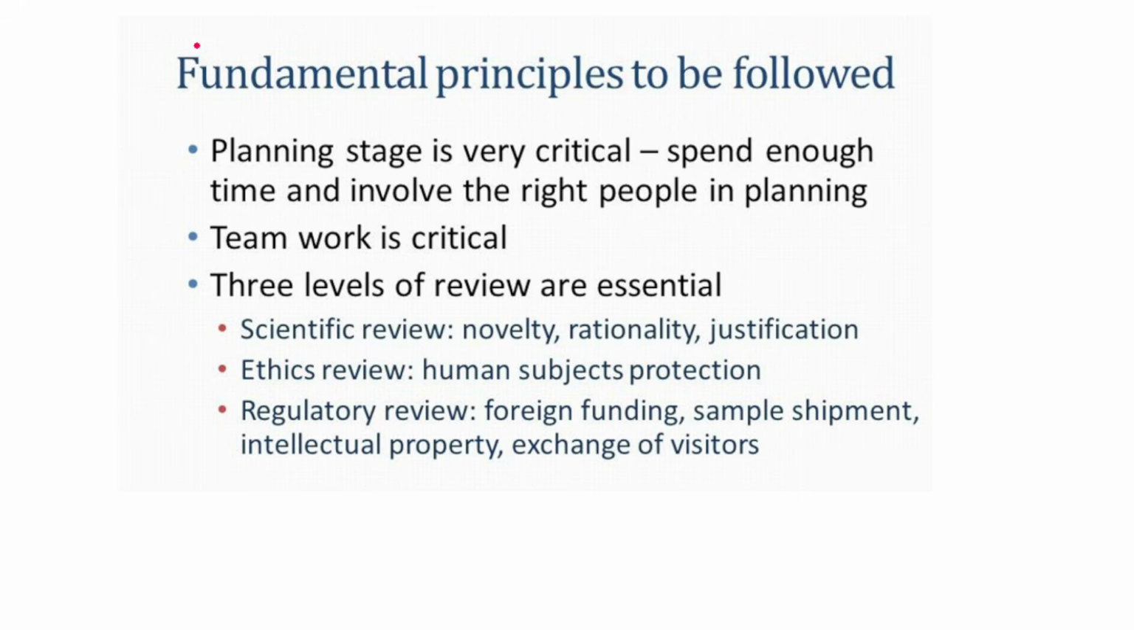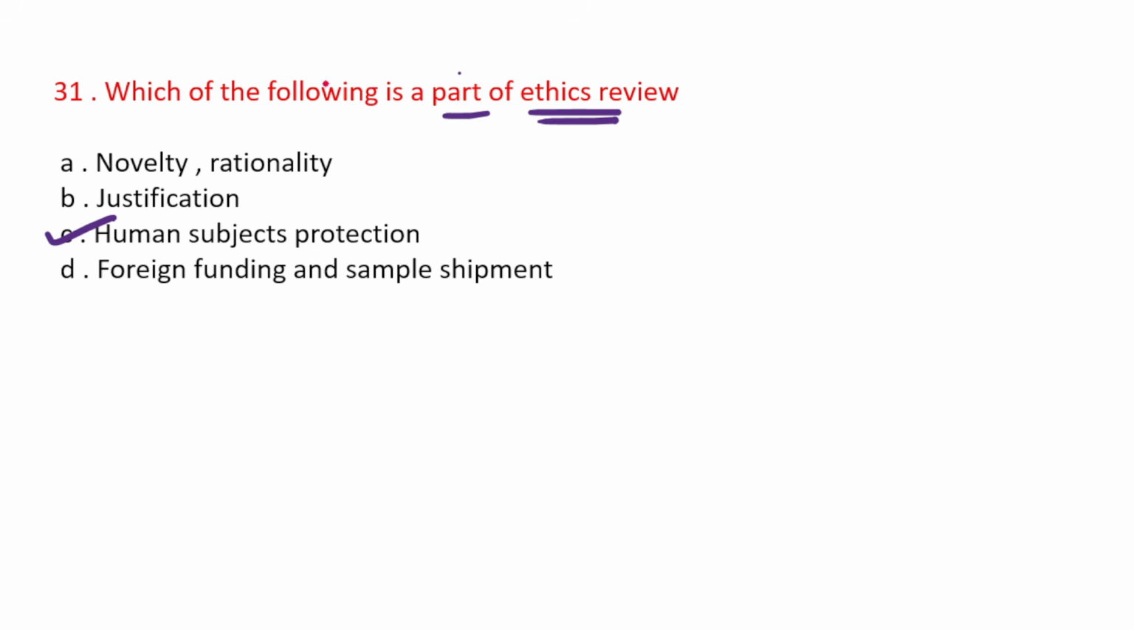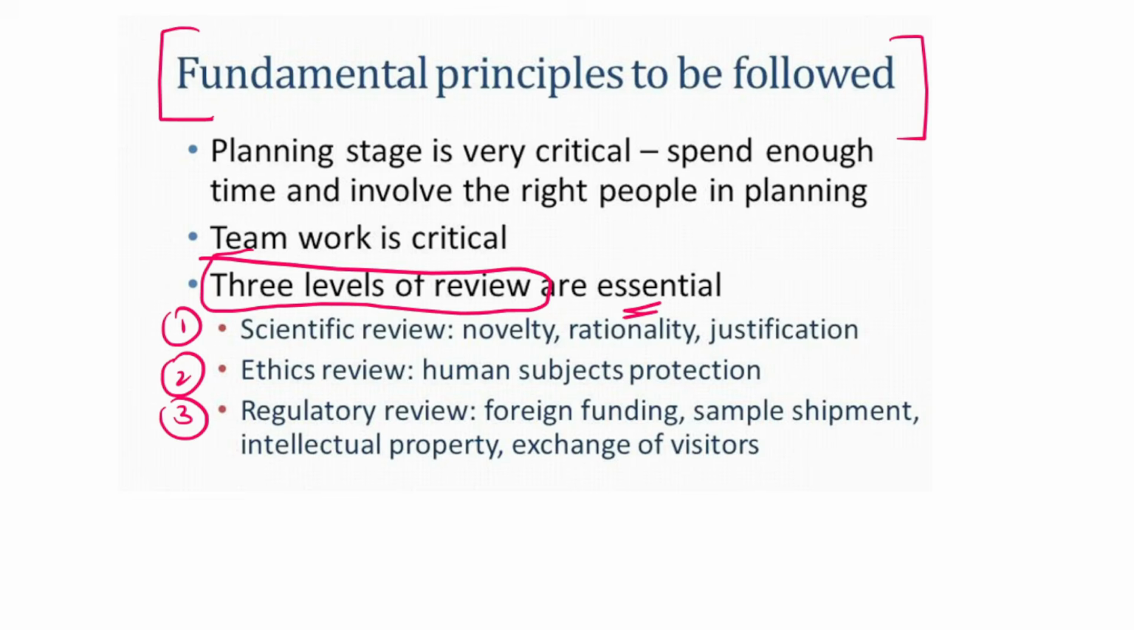Now see the information given in this chart, which shows the fundamental principles to be followed in a research. There are three levels of review which are essential. We have seen this previously also. They are, number one, scientific review, ethical review, and regulatory review. In our question, they have asked which of the following is a part of ethical review, and we have taken human subject protection as the answer. See over here, the second one, in the ethical review, human subject protection is an important component. So this is the answer for our question.